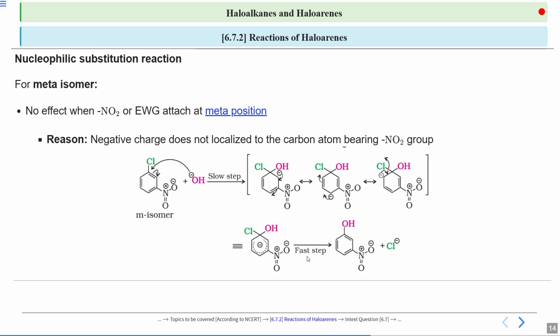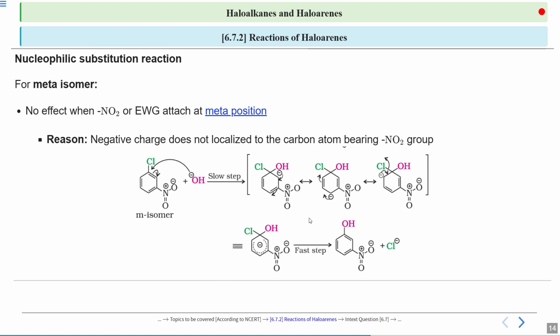And the final step, which is a fast step, chlorine will be removed as a chloride ion along with its electrons, and you will get your desired products, and your NO2 or electron withdrawing group is present at the meta position as it is, and chloride will be removed. But here what is happening, the electron withdrawing group is present in our benzene ring, but it is not helping to increase the reactivity of the haloarenes towards nucleophilic substitution, because it is not contributing in that mechanism.